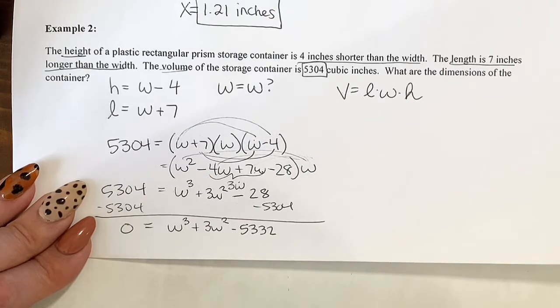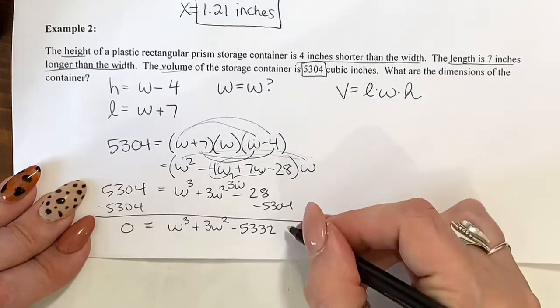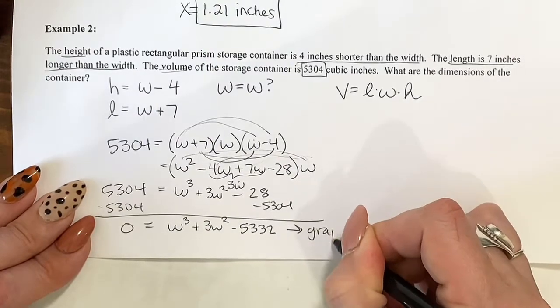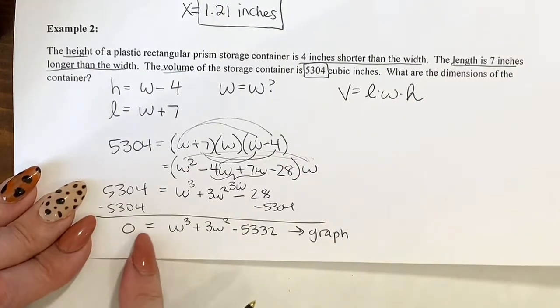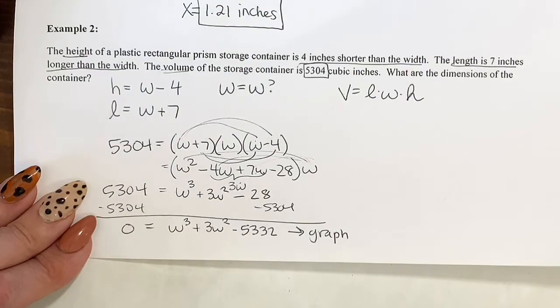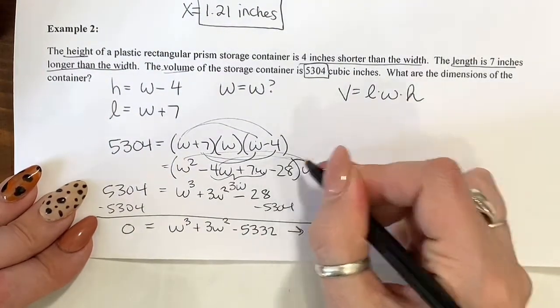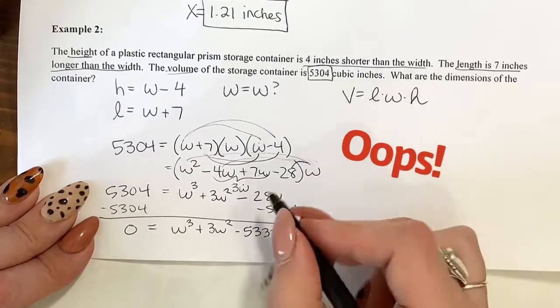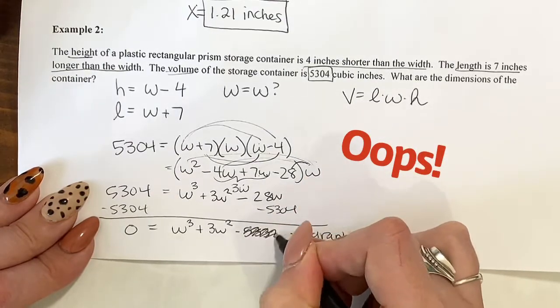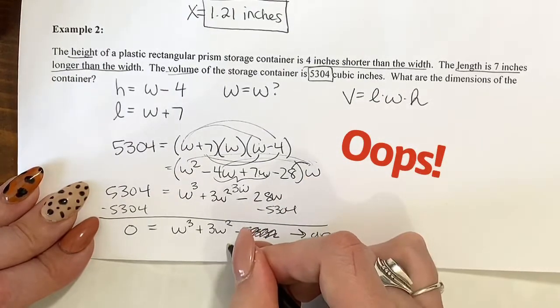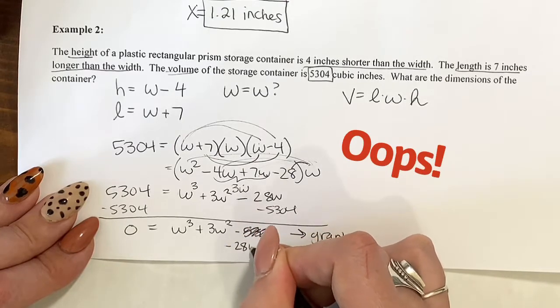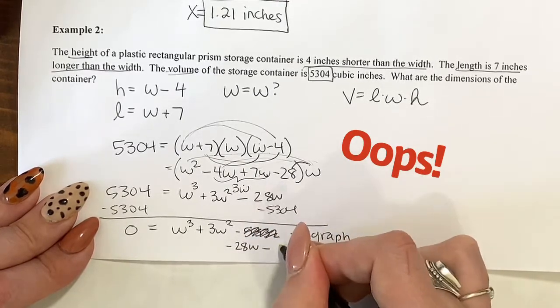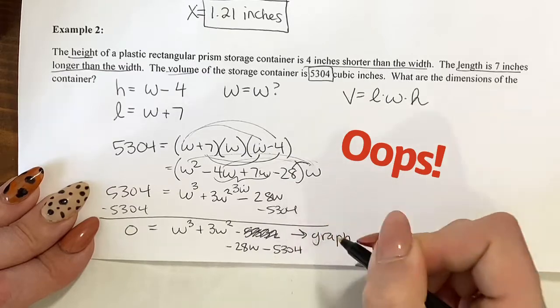So I'm going to put it into the graphing calculator. And again, we're going to see where the x-intercept is, where we equal 0. So grab your calculator out. And I just realized I forgot to put the w onto this 28. So actually, we can't combine those two. So this should be a minus 28w minus 5,304. So my bad.